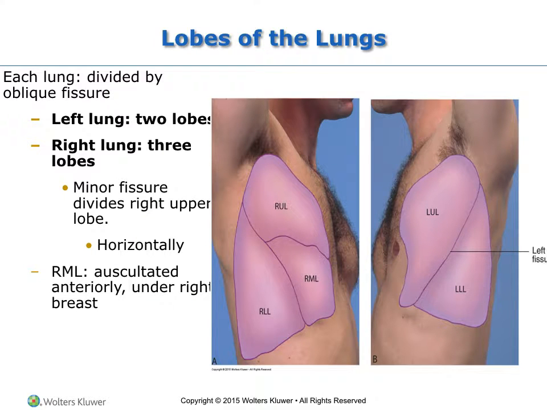A reminder that the right lung consists of 3 lobes: the right upper lobe, the right middle lobe, and the right lower lobe. And the left lung consists of 2 lobes: the left upper lobe and the left lower lobe. The base of the lungs is the bottom of the lungs, and the apex of the lungs is the top of the lungs. This is the opposite in cardiac assessment.